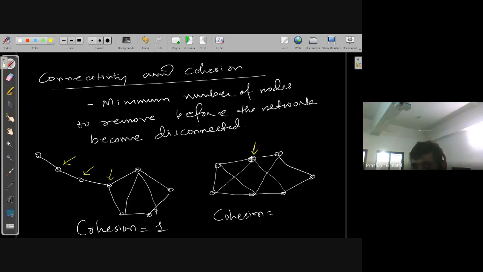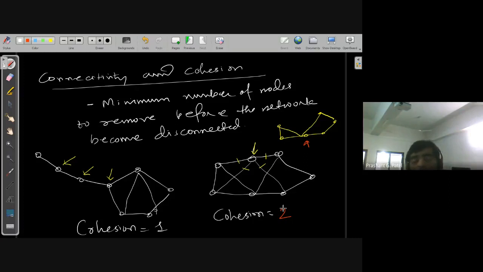If you remove this one, the graph will not be disconnected, so you have to look for another vertex. If I remove this one, the edges connected to it are also removed, so the graph will become like this. Now you need to remove one more node. If I remove this node, then the graph will become disconnected. So the cohesion for this one is 2. That is the definition of cohesion, and we also talked about this in one of the practicals.